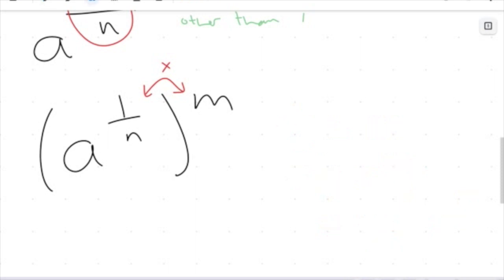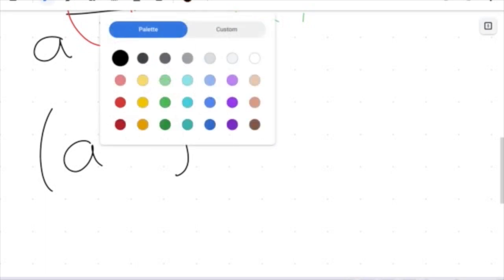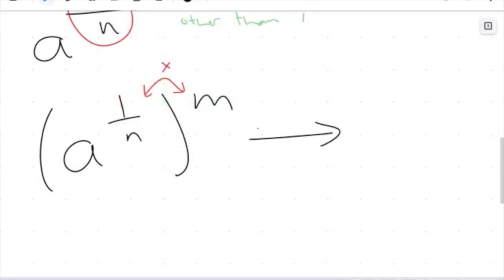But now, let's see what that actually means. I can write this in two ways. These are interchangeable. I can write this as a to the power of 1 over n, to the power of m, or I can also just write this as a to the power of m, to the power of 1 over n.